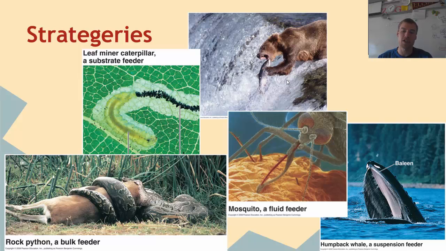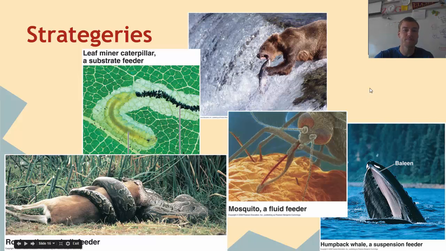You've got fluid feeders, such as mosquitoes, which are going to be slurping down some delicious blood. And then you also have suspension feeders, which are going to be pulling in food from water. They're going to be filtering out the food that they don't want while taking in the stuff that they do want to be eating.